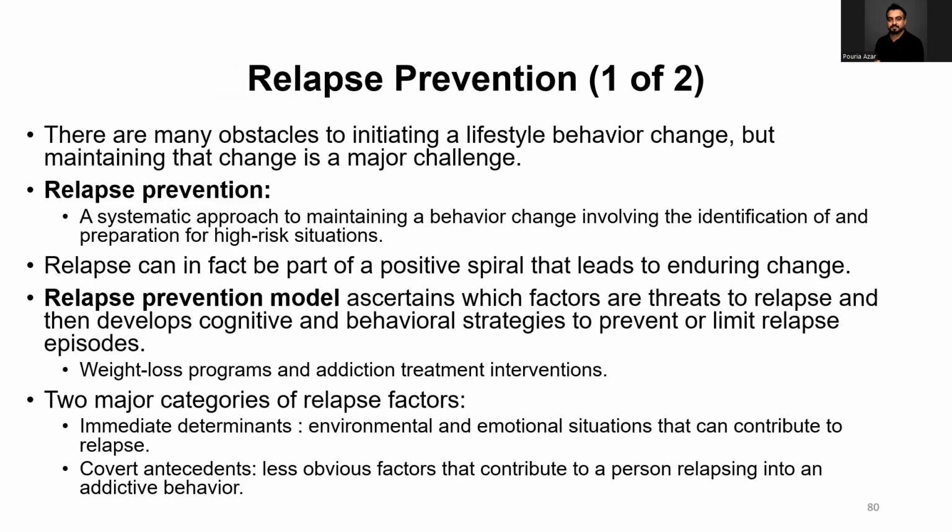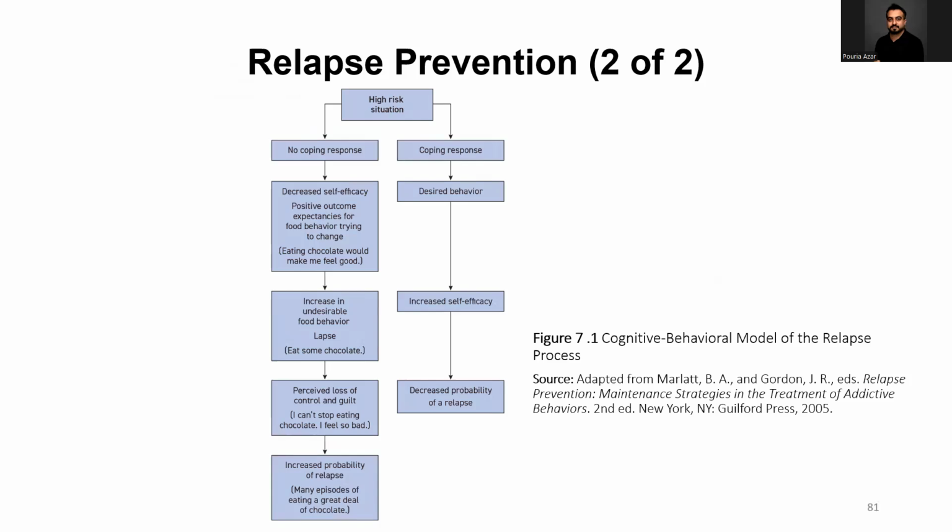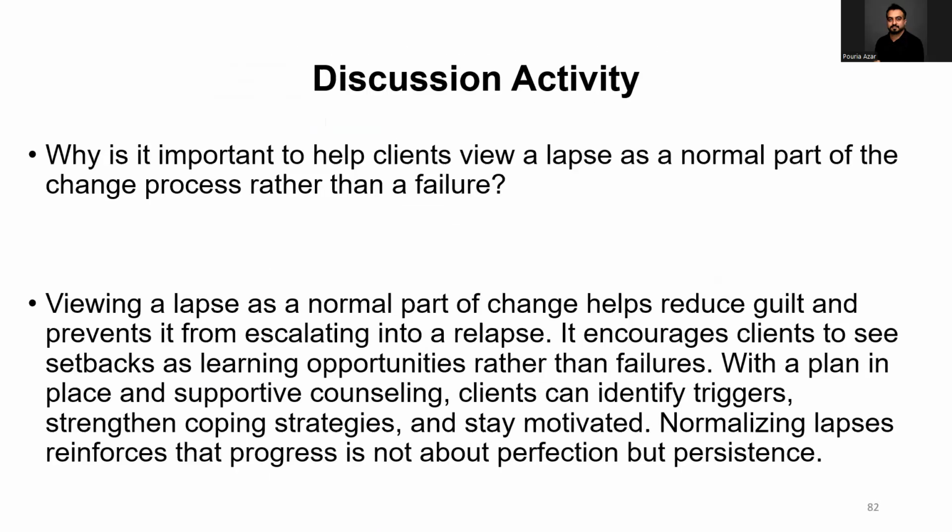Relapse prevention is very important. Relapse prevention is a systematic approach to maintain a behavior change, involving the identification of and preparation for high risk situations. There are two major categories of relapse factors. We have immediate determinants and we have covert antecedents. And this is the cognitive behavioral model of the relapse process.